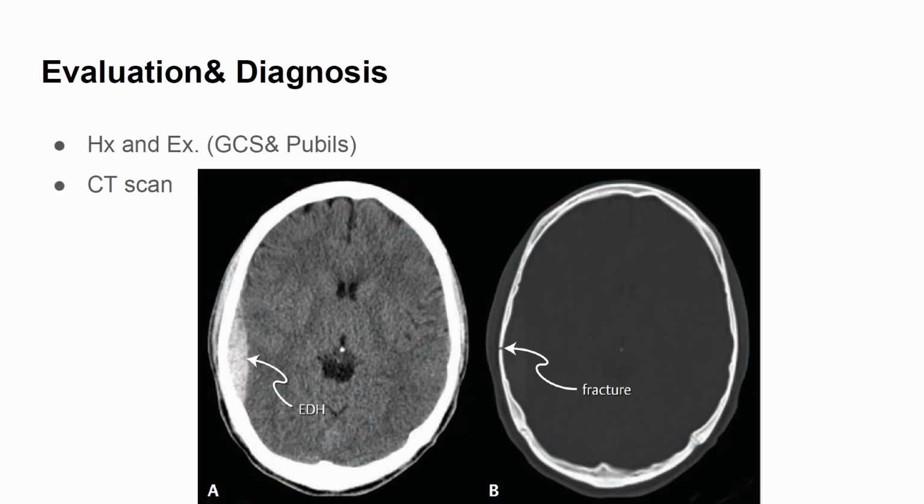Okay, so as for the evaluation, first you will take a history from the patient. Then you will perform an examination. You will focus on the GCS of the patient, the pupils, and the neurological deficit of the patient. Then you will perform a CT scan to evaluate the patient. Okay, and you will find this image here. Here is a bone window of the scalp. The bone window may show a fracture line. It may not show it, but most of the time it shows a fracture line. And in the soft tissue window, you can see here the classic biconvex shape of the hematoma itself.